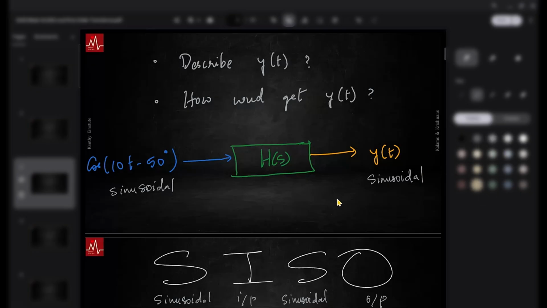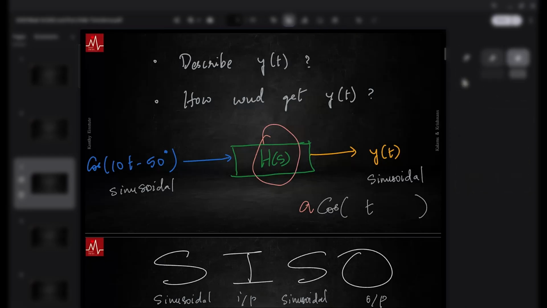So that raises a couple of questions. Write down things that could possibly change. It has to be cos t. Should it have the same amplitude as the input signal? That's the first question. No, it can have a different amplitude. The purpose of this system is to change the amplitude. Either there can be a gain greater than 1 or attenuation less than 1. The system can change the amplitude of the input signal.